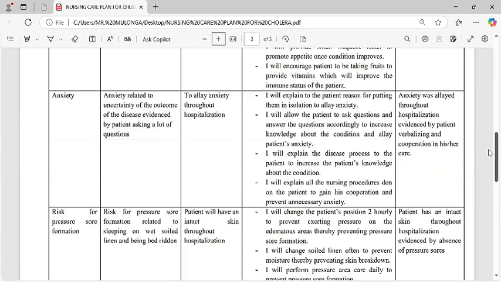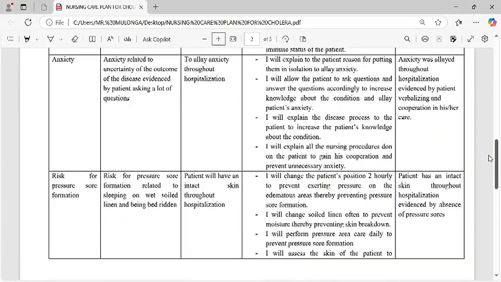So don't forget, evaluation has evidenced by. Then from there we go to anxiety. I'm just trying to find very simple problems that we can put into the nursing care plan. And if you've noticed, these problems are according to priority. From there we have anxiety. So anxiety will be there.